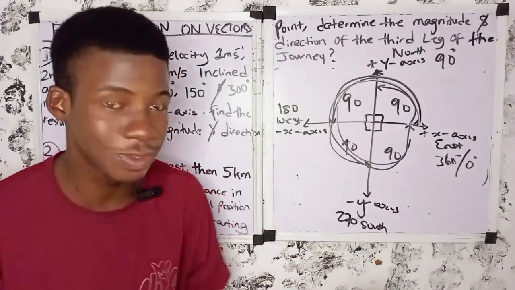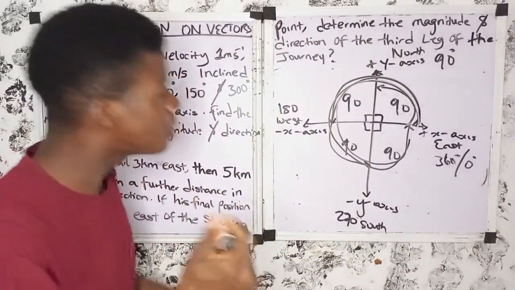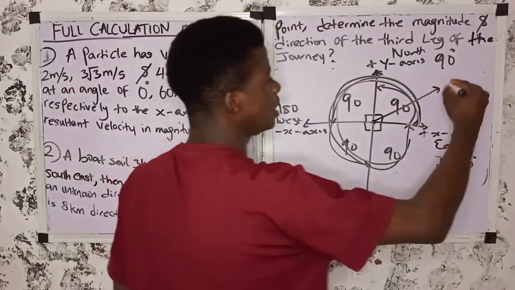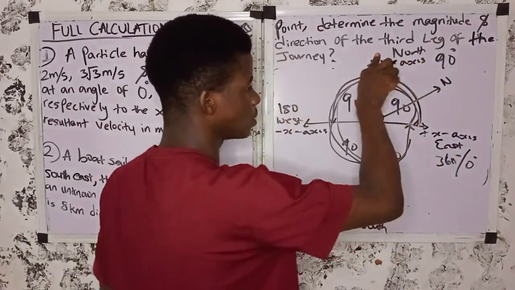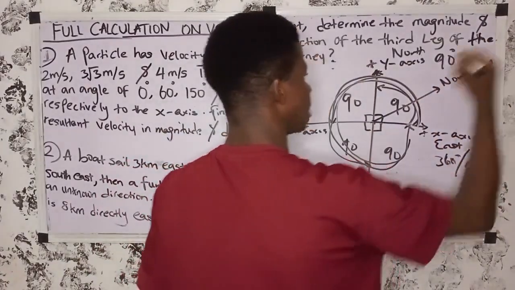But we are not yet done. Okay, now what about the angle? What is the angle in the north? This is north. Remember, this is north. This is east, right? In the northeast direction.